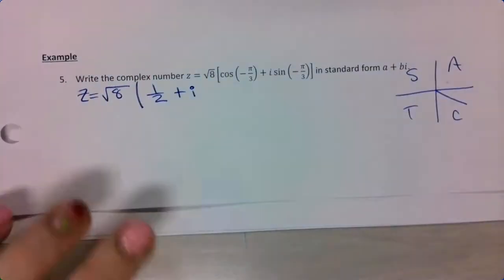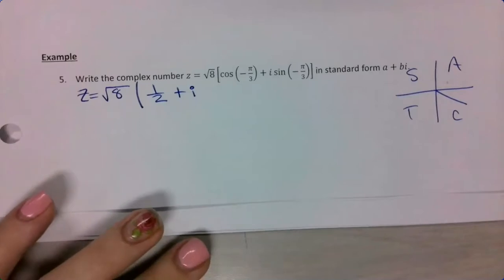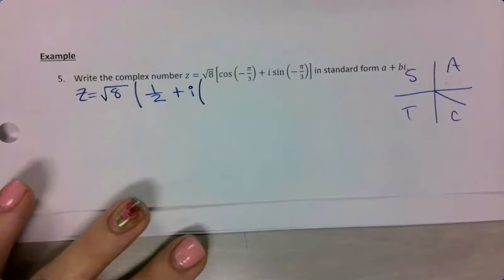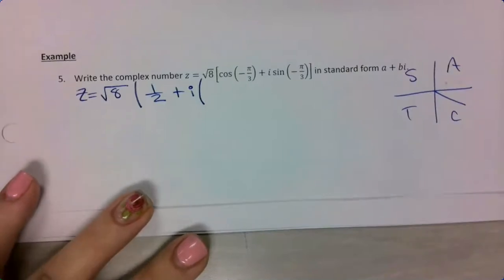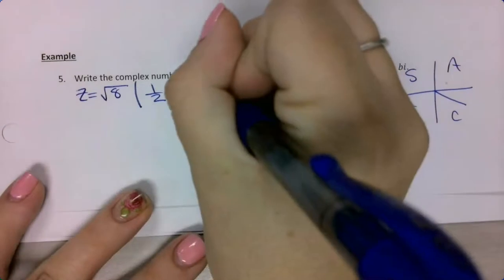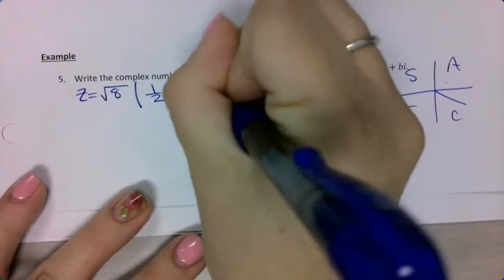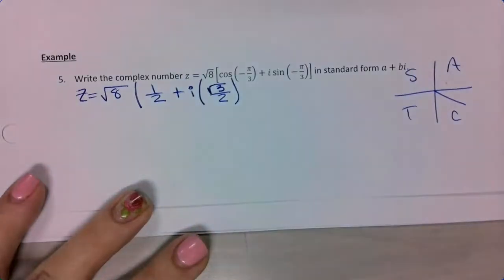What about sine of negative pi thirds? Is it radical 2 over 2? No. Square root of 3 over 2. Is this one positive or negative? Is sine positive or negative in the fourth quadrant?